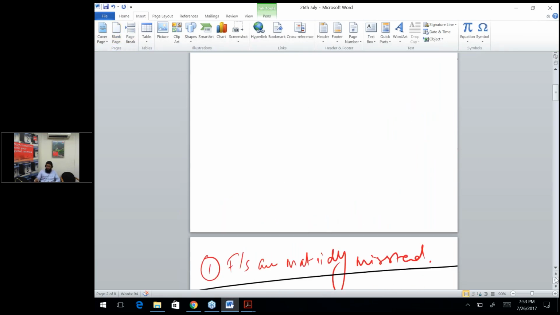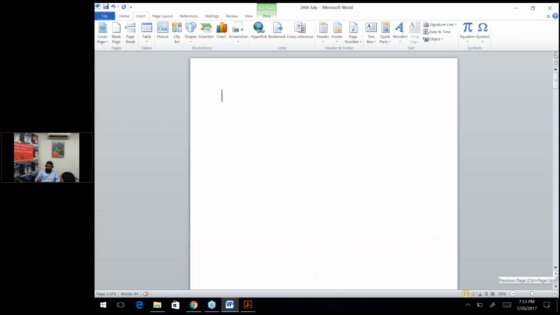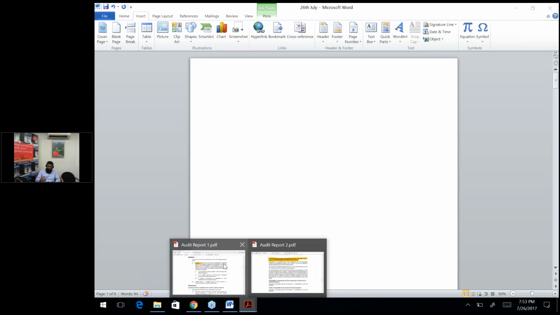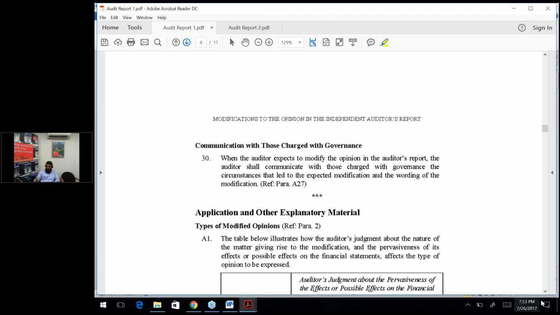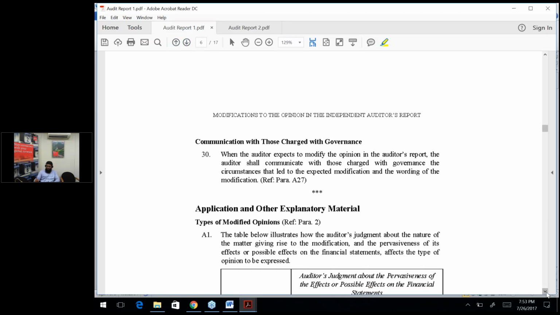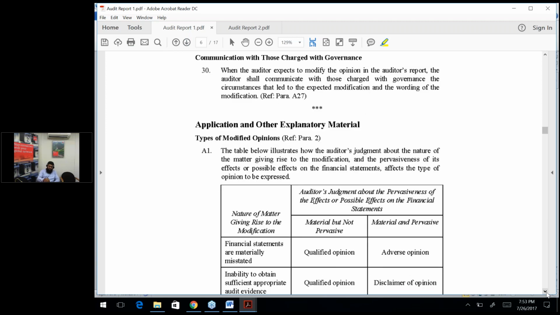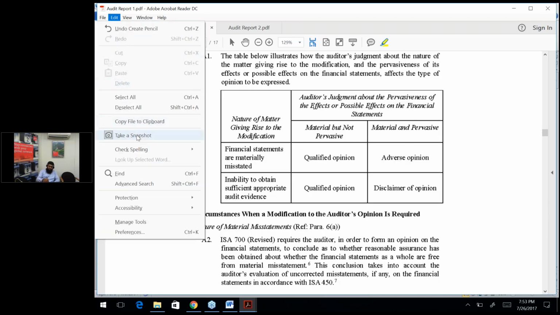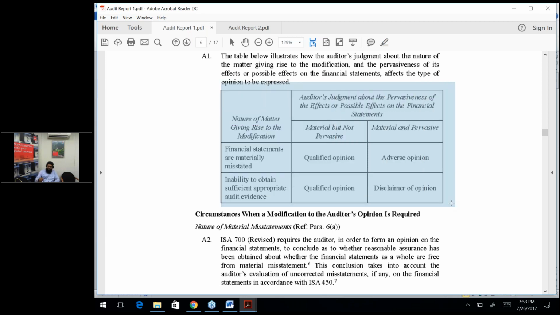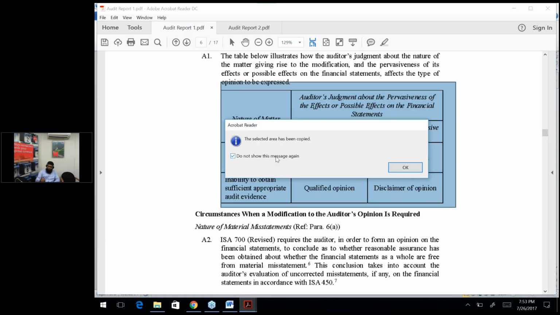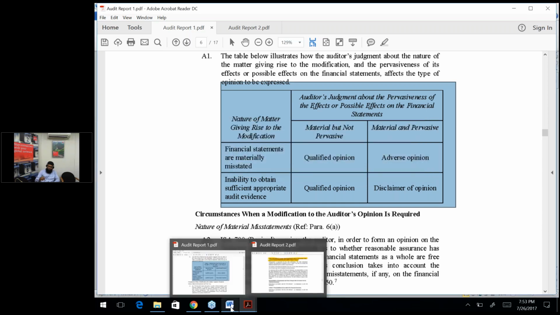So now let's move forward and discuss further. We have talked about what pervasiveness is. The first thing is you need to understand whether the matter is pervasive or not. Then you need to understand how exactly we are going to deal with it. We are going to deal with it this way.